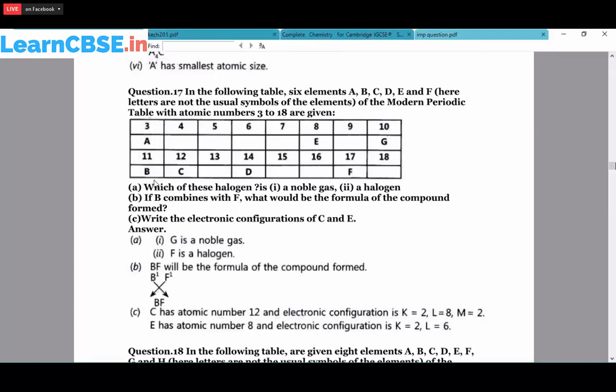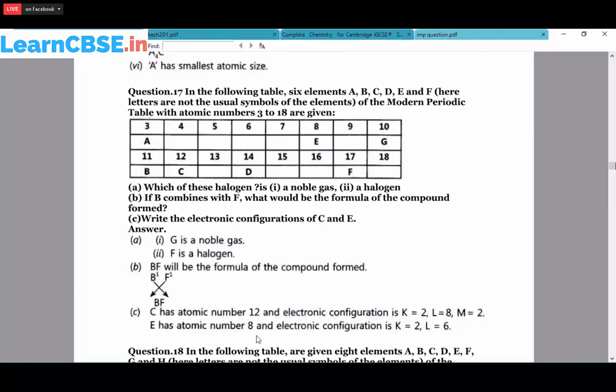Okay, so B has a charge of 1, F has a charge of 1, so it forms BF. Write the electronic configurations of C and E. C has the atomic number 12 and the electronic configuration is: the first shell is K, which will occupy 2 electrons. The second shell we call L, which will occupy 8 electrons. The third shell will occupy 2 electrons.